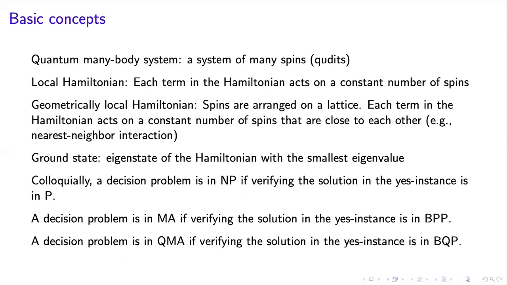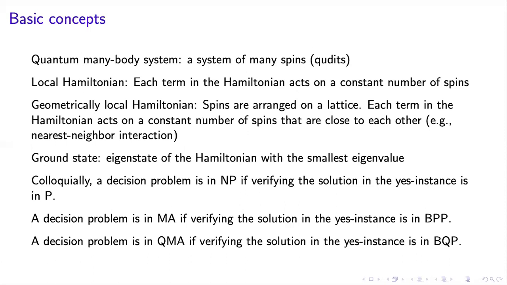When we talk about geometric locality, we first need a lattice. And then spins must be arranged on a lattice so that we have a distance metric. For instance, we could consider a spin chain in 1D, a 2D square lattice, or a 3D cubic lattice. And if a local Hamiltonian is geometrically local, then each term acts on a constant number of spins that are close to each other. For instance, we could consider nearest neighbor interaction on a square lattice in 2D. The ground state is just the eigenstate of the Hamiltonian with the smallest eigenvalue.